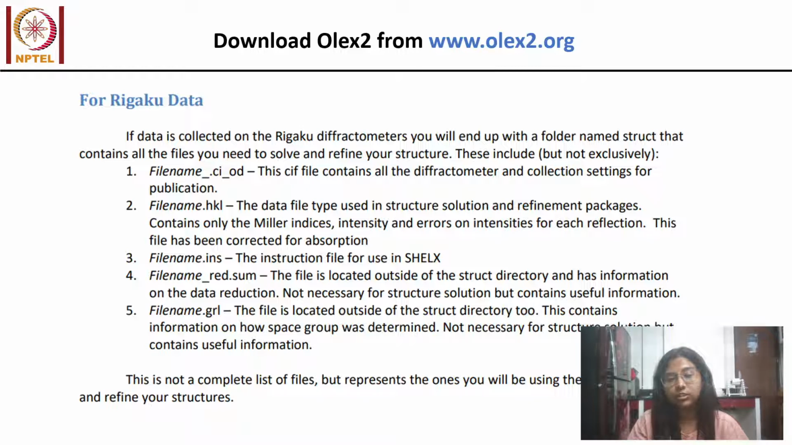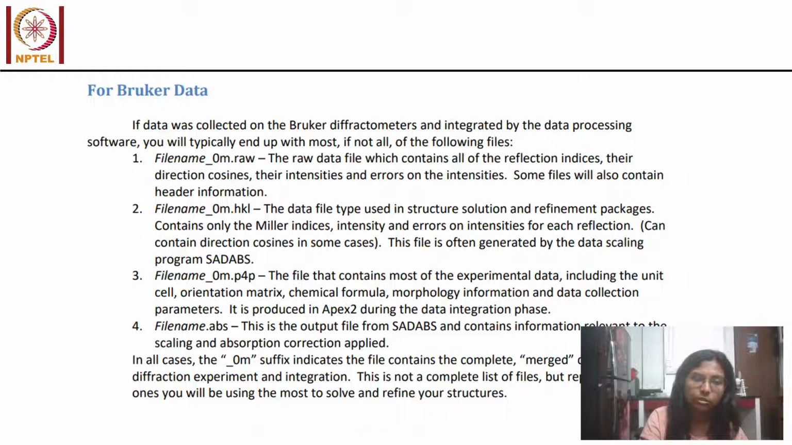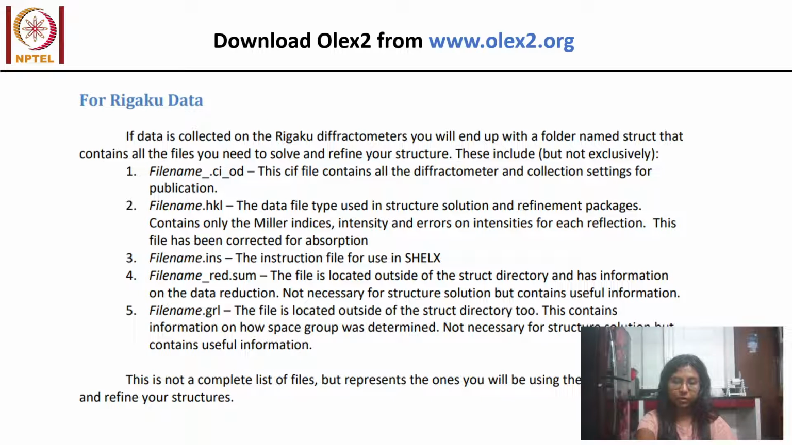Then this .grl file, remember what I also showed you, is located outside the struct directory, which contains information on how the space group was determined, which is also not necessary for structure solution, but it contains useful information. So you have to remember that this is not a complete list of files, but represents the ones which we will be using the most to solve and refine our structures. So this was all about the Rigaku data.